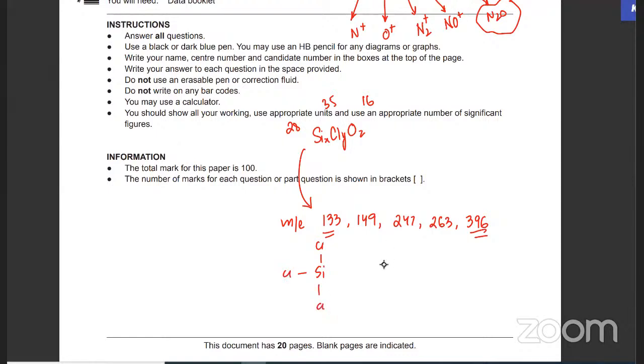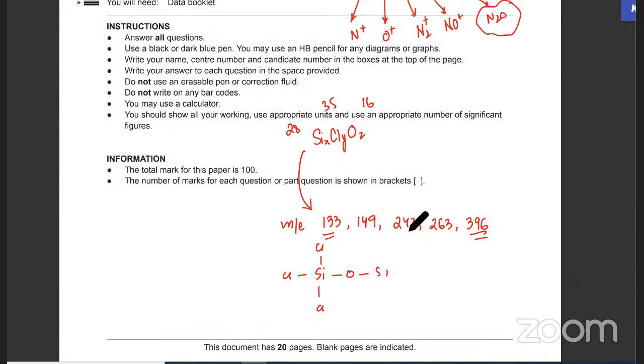And what would be 149? That's going to be a bigger piece of this molecule. 133 and 149, the difference is 16, so it's going to have an oxygen. 247 is going to be an even bigger piece, so something else must be part of it. That's going to be 2 Si and 3 Cls... that's going to give you 247. 263 will have an extra oxygen to it, so it's an even bigger piece. And 396 has a difference of 133, so that is an extra Si and 3 Cls added to it.